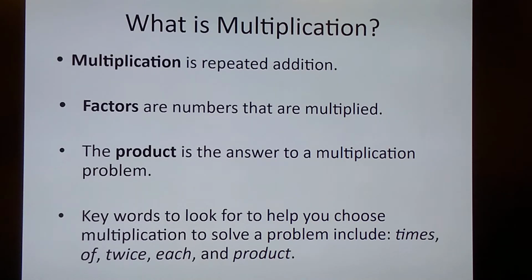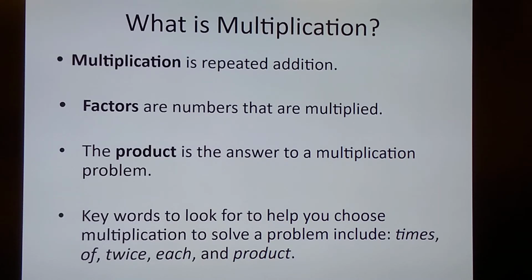Factors are numbers that are multiplied. For example, 5 times 2 is 10. 5 and 2 are the factors. The product is the answer to a multiplication problem. For example, 5 times 2 is 10. 10 would be the product, the answer.